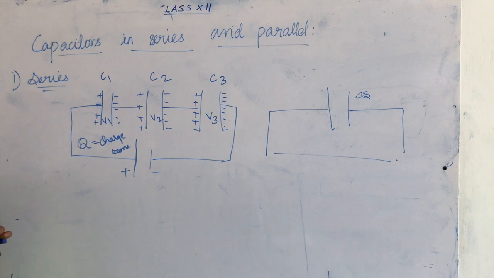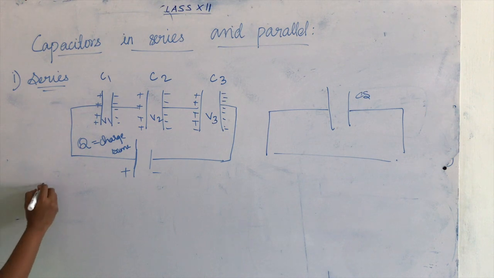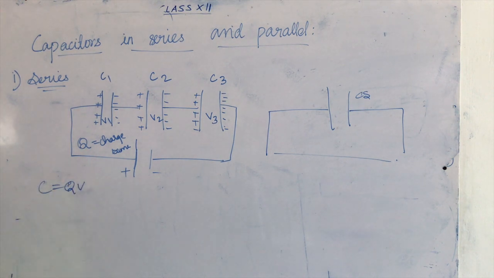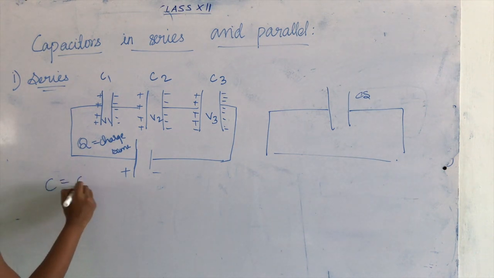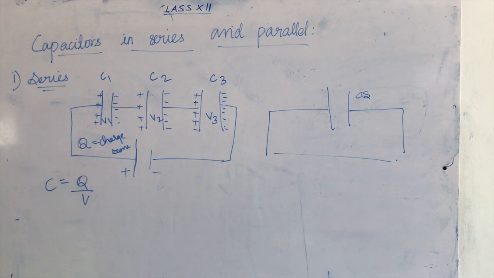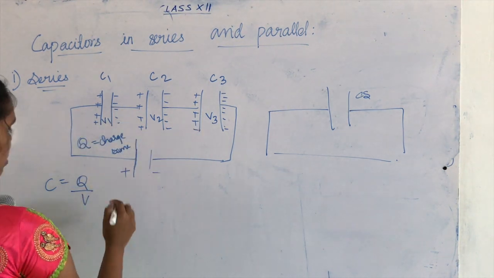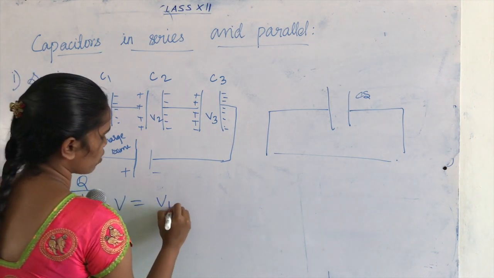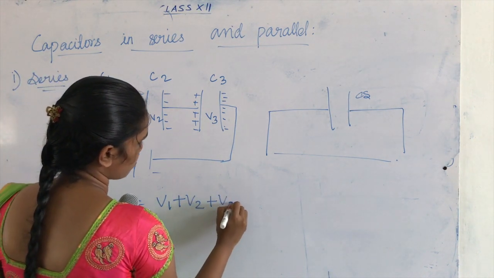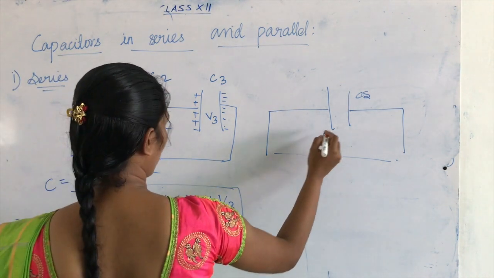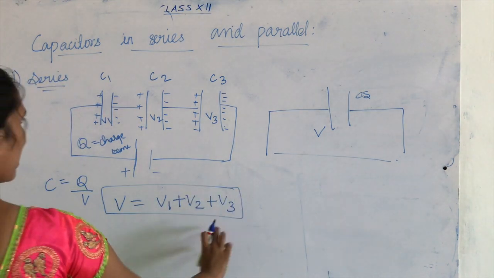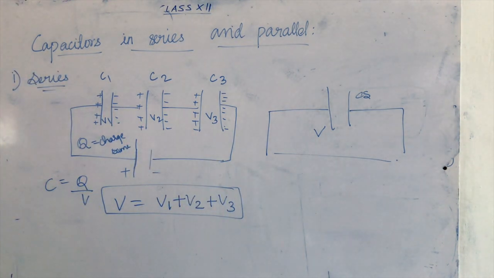Now we know the formula. What formula? C is equal to Q by V. Okay? Right. Here the voltage are different. So V equal to V1 plus V2 plus V3. For finding the voltage for this one, we have to add the 3 voltages, V1 plus V2 plus V3.